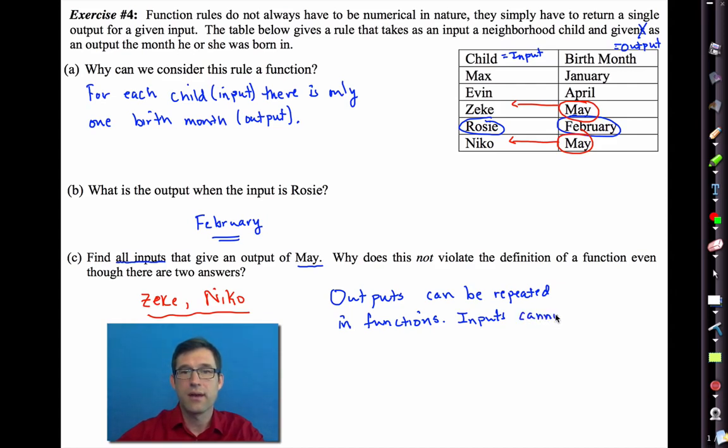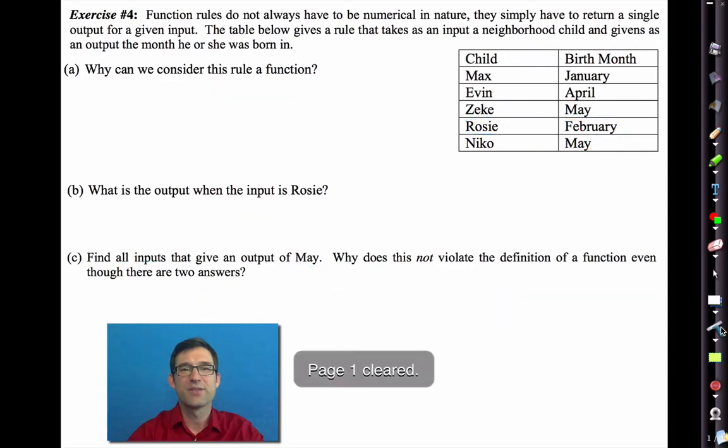Inputs cannot. All right? There's no problem with an output being repeated. All right. So, let me clear out the text. Pause the video now if you need to. All right, let's go on. Let's do it.